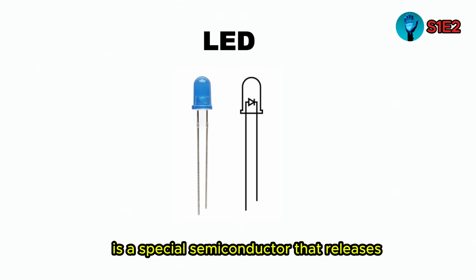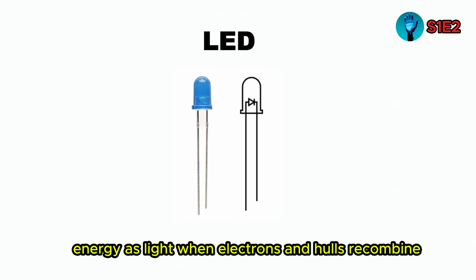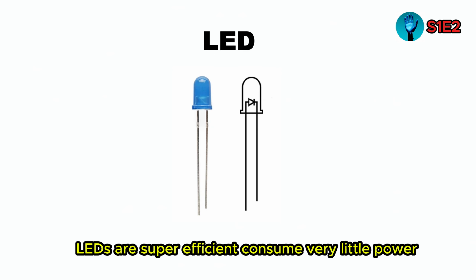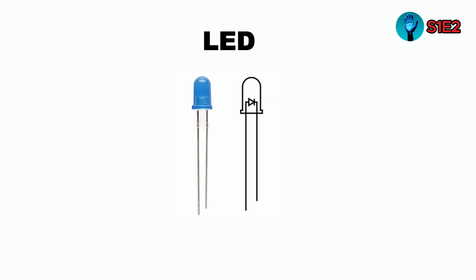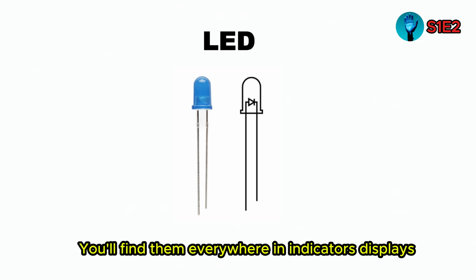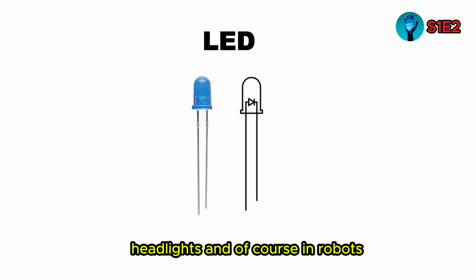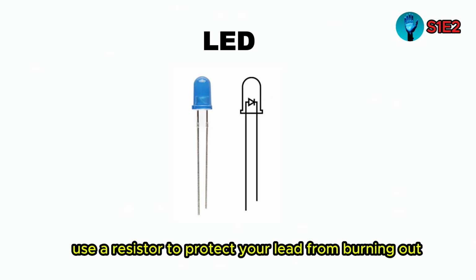Inside the LED is a special semiconductor that releases energy as light when electrons and holes recombine. LEDs are super efficient, consume very little power, and last for thousands of hours. You'll find them everywhere in indicators, displays, headlights, and of course in robots. Always remember, use a resistor to protect your LED from burning out.